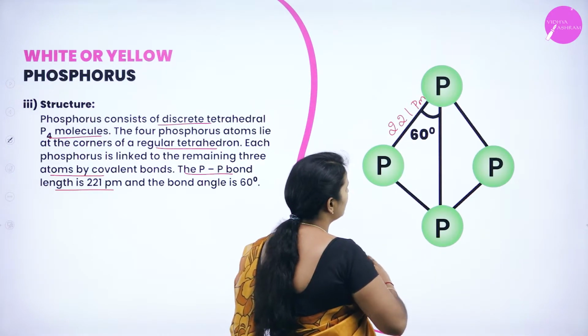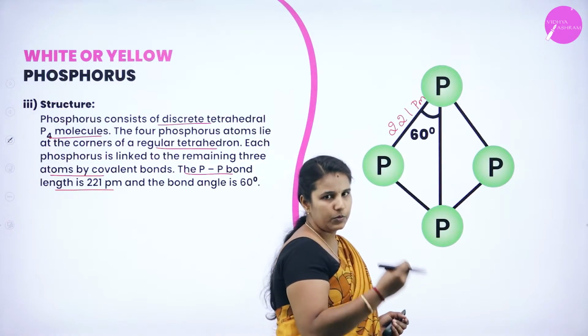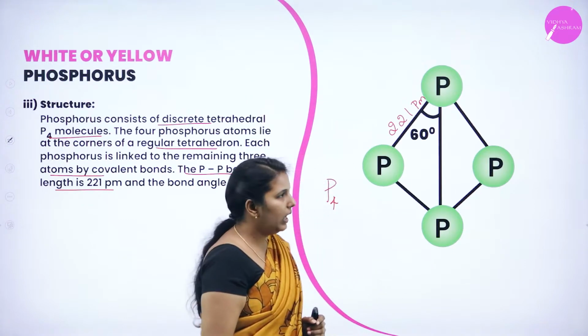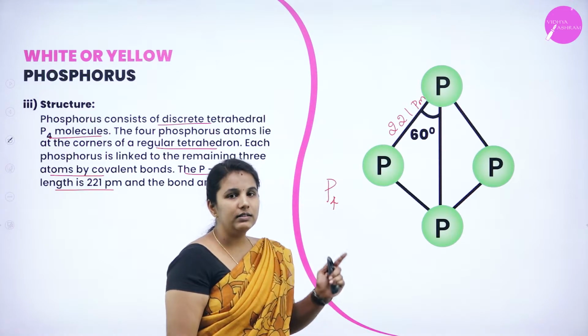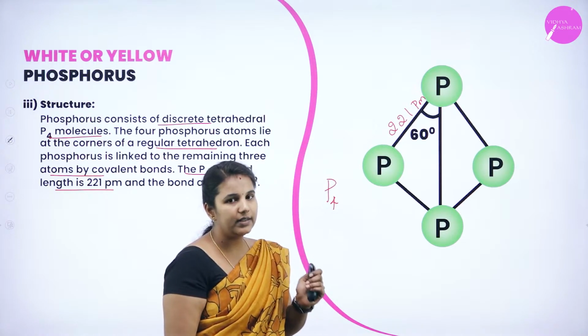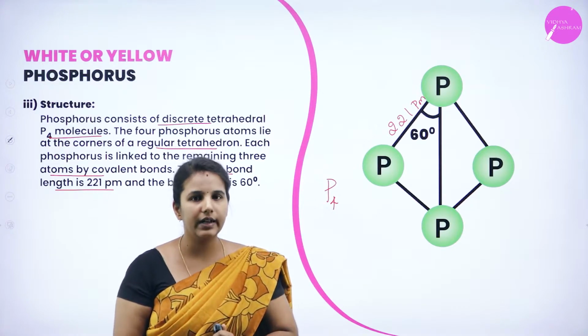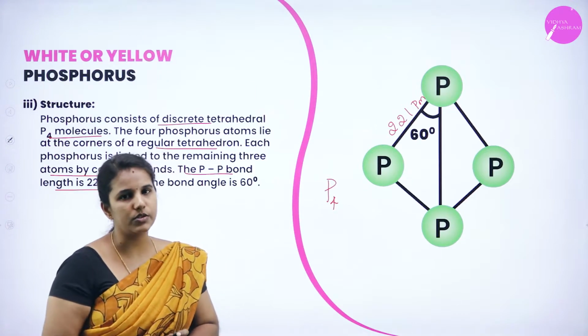of the phosphorus atoms are linked by phosphorus-phosphorus covalent bonds with a bond length around 221 picometer and a bond angle around 60 degrees. And this shows that phosphorus will have a tetrahedral structure. Okay, what is the structure? It is tetrahedral because it consists of 4 phosphorus atoms.